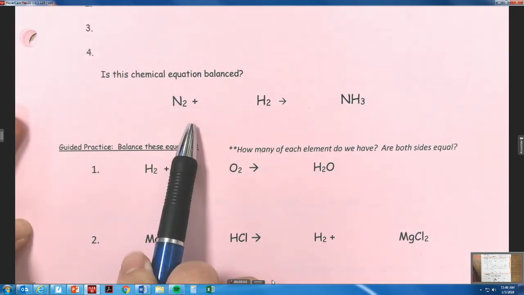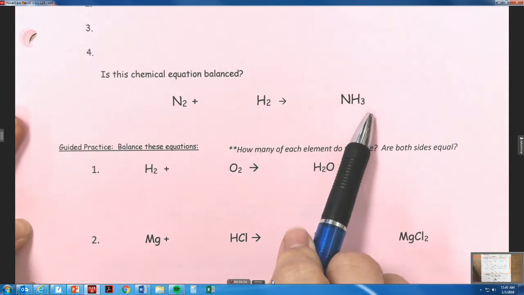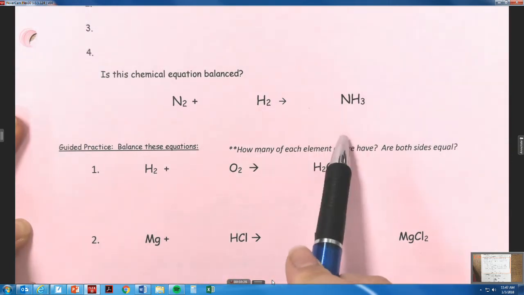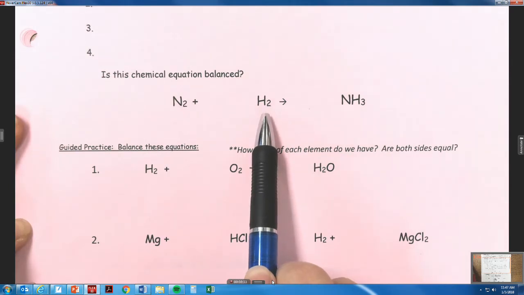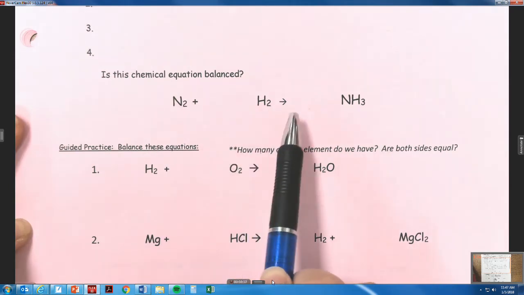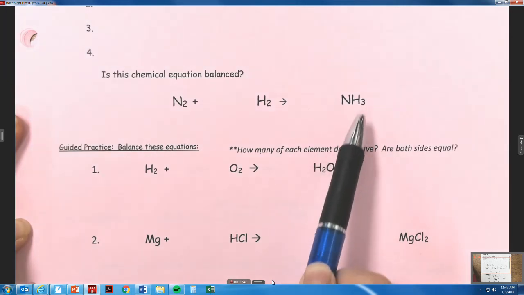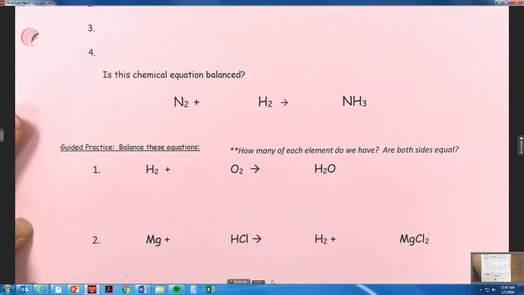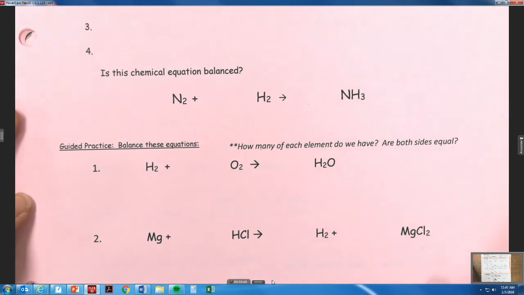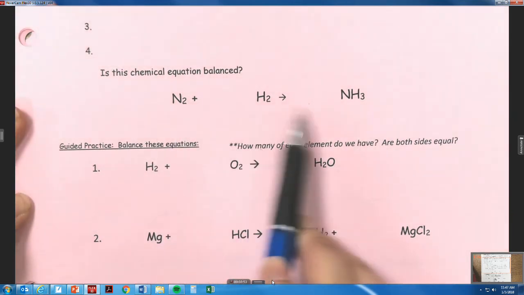N2 plus H2 yields NH3. Is this chemical equation balanced? No. We can take a look. Nitrogen, we only have 2 on this side, and we also have 2 hydrogens on this side. But when we look at our product side, we'll notice we only have 1 nitrogen and 3 hydrogens. So our equation is definitely not balanced. Remember, our first step is to set up your equation, but our equation is already given to us.